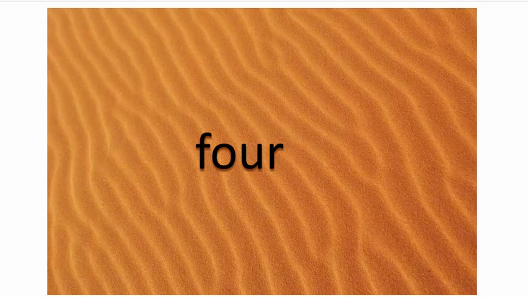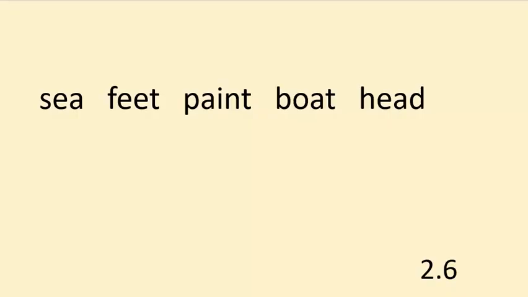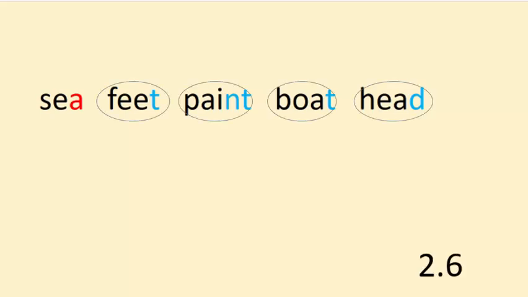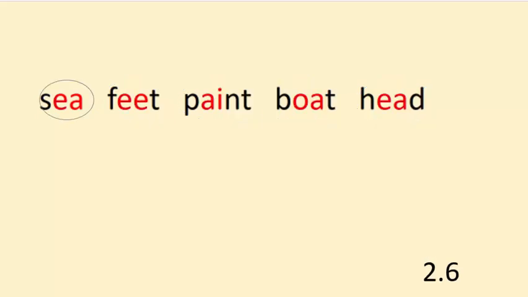Orthographic syllable pattern 4. Look at these words: see, feet, paint, boat, head. How many vowels are in each word? There are 2 vowels in each word. Look at each of the words. How do they end? Some words end with a vowel, and some end with one or more consonants. A closed syllable has only one vowel, so the words feet, paint, boat, head cannot be closed syllables. An open syllable has only one vowel, so the word see cannot be an open syllable.